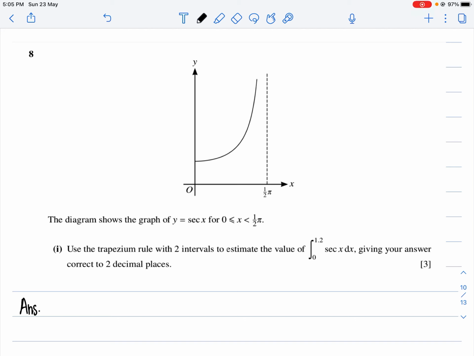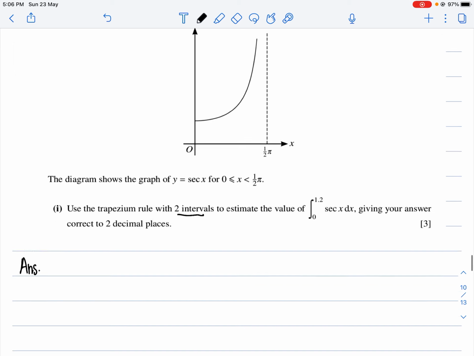This is the eighth question of the paper. The diagram shows a graph which is y equals sec x. I need to use the trapezium rule with two intervals to estimate the value of the integral of sec x from 0 to 1.2.